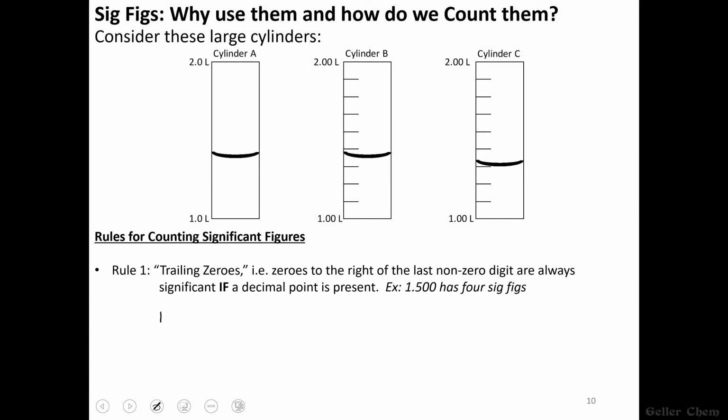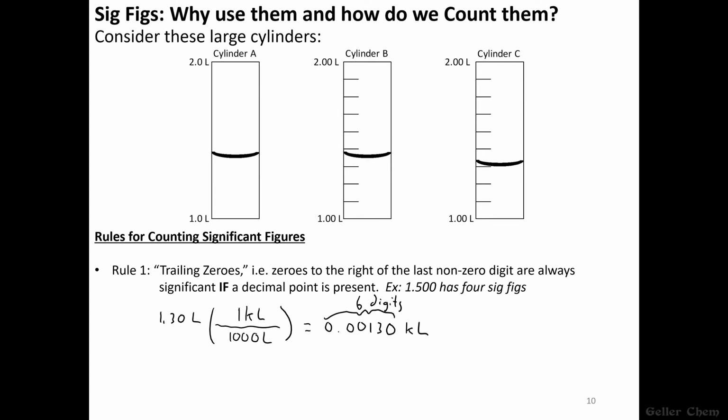We would say 1.30 liters. And to get to kiloliters, we would go 1,000 liters on the bottom, 1 kiloliter up top. Do the math, and we get 0.00130 kiloliters. And so now our number has 6 digits. So did we just increase the accuracy of this reading? No, that doesn't make sense.